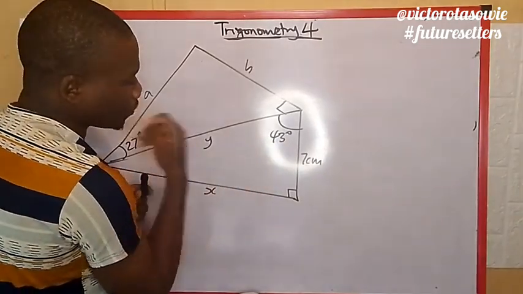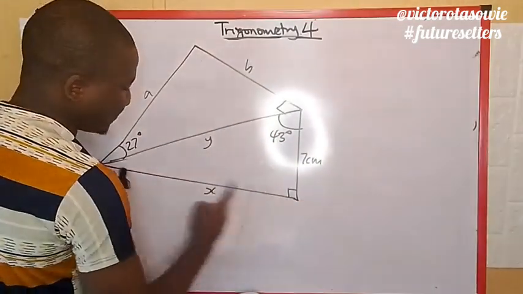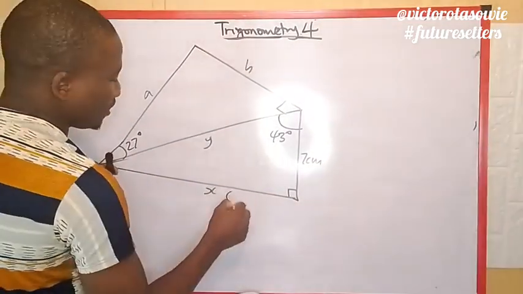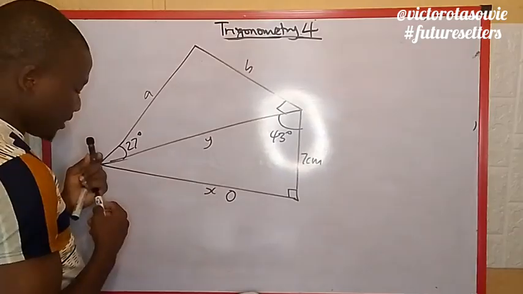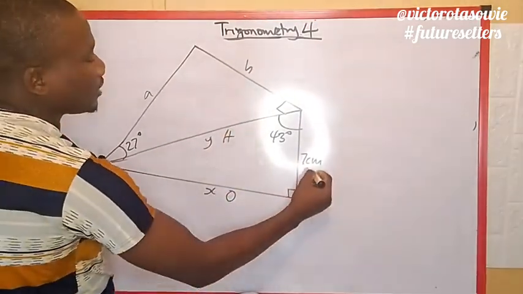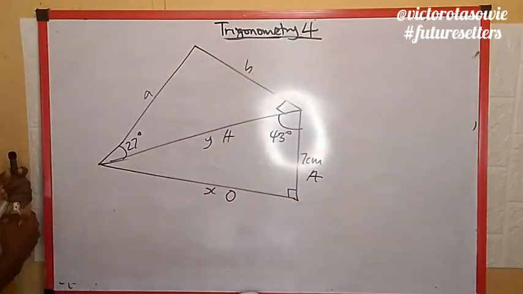This is the specific angle. So if this is the specific angle, this line is facing a specific angle. So if this line is facing a specific angle, this line is known as the opposite. So if this is our right angle, the line facing the right angle is known as the hypotenuse. The line not facing the specific angle is known as the adjacent. So what we are going to do now, we are going to be looking for x.